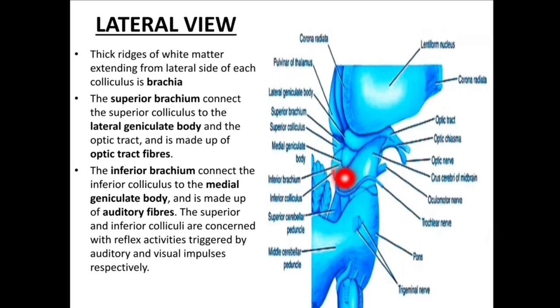So, along the lateral surface, there are brachia. The superior brachium connects the superior colliculus to the lateral geniculate body, and the inferior brachium connects the inferior colliculus to the medial geniculate body.